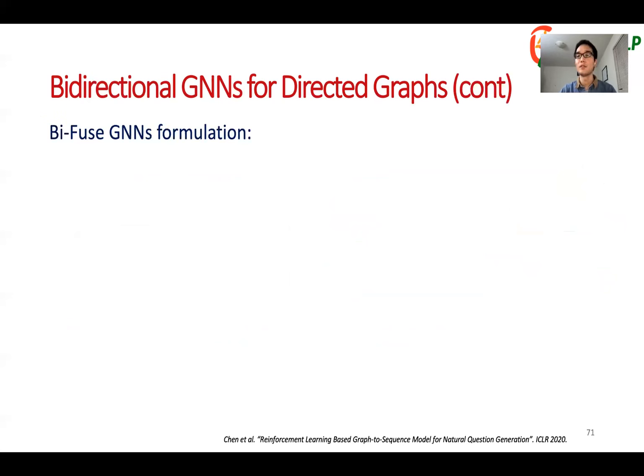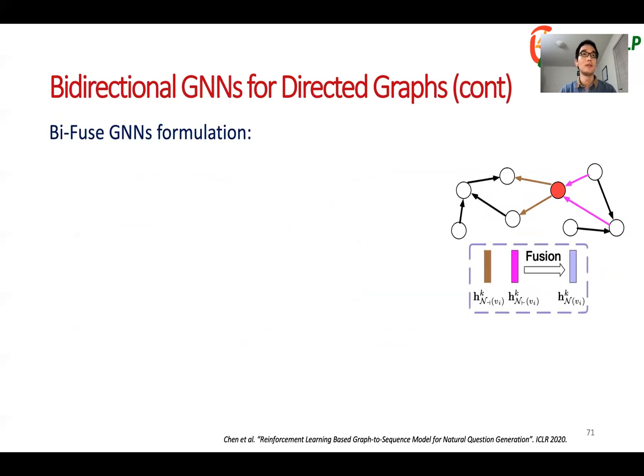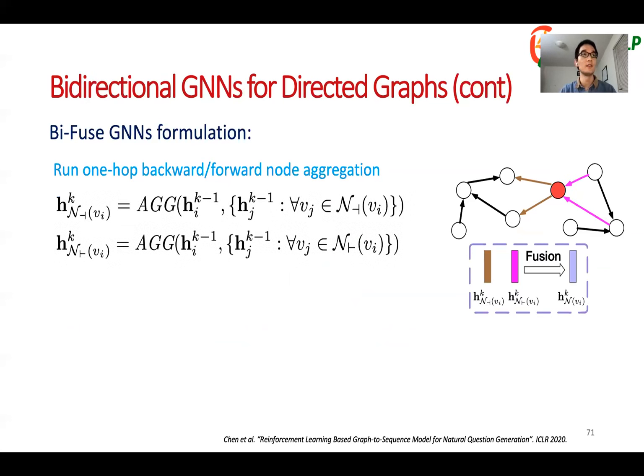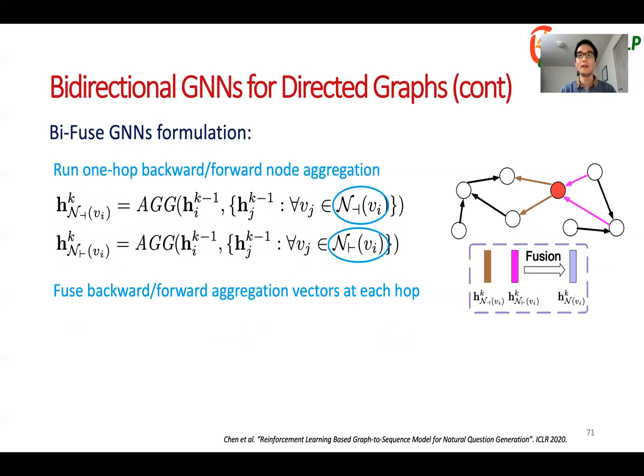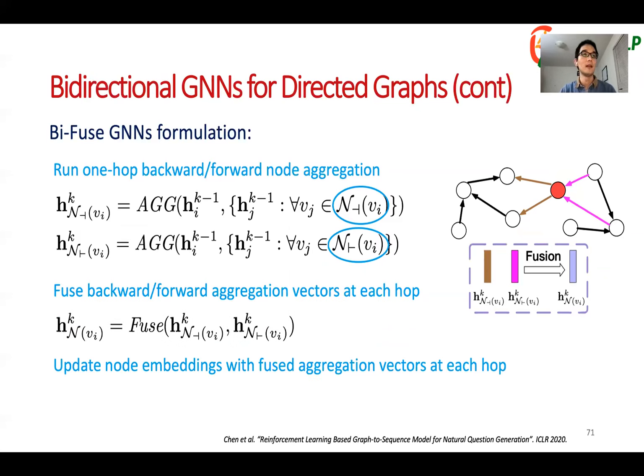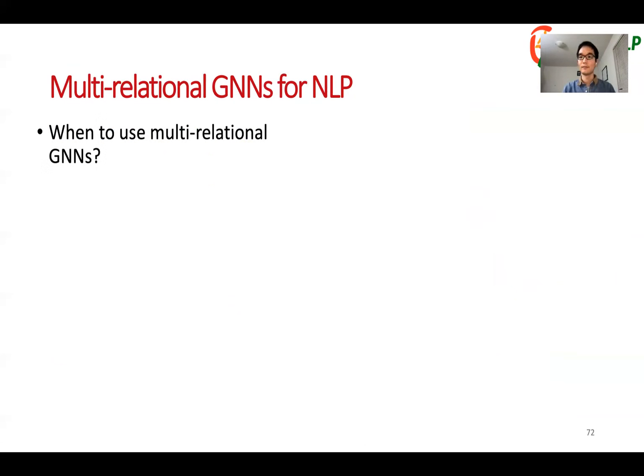The second one we will introduce is called the BiFuse GNN. For BiFuse GNN, it will first run one hop backward and forward node aggregation. And then it fuses the backward and forward aggregation vectors at each hop. Then it updates node embeddings with the fused aggregation vectors at each hop. And one can stack multi-layer BiFuse GNNs.